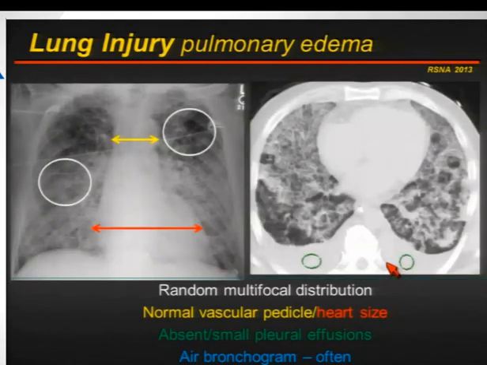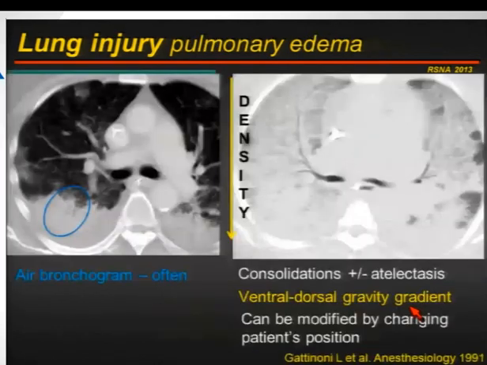Again, there is very good correlation between the chest radiograph and chest CT appearance of those multifocal distribution parenchymal consolidations, the normal heart size, minimal or absent pleural effusions, and presence of the air bronchogram. This ventral dorsal gravity gradient is very often seen, and we can see how the density of the lung consolidation increases toward the periphery according to the gravitation. We can see those air bronchograms, and we know that the density of the lung parenchyma posteriorly can be changed by changing patient position.